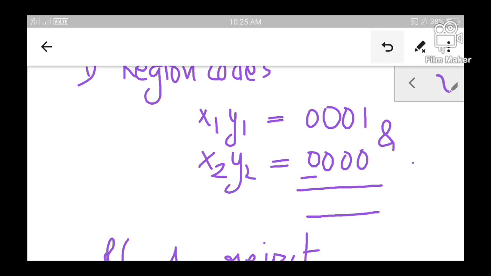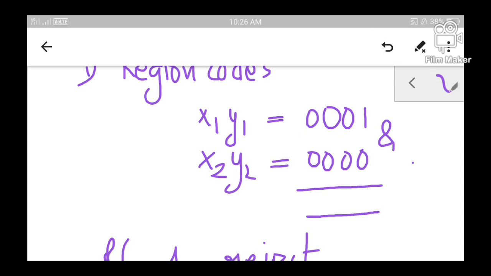And what about x1, y1? x1, y1 point does not lie above the window, neither is it below the window, but it lies to the left side of the window. So among the points A, B, R and L, out of these 4 bits, only the left bit will be set and all other bits will be set to 0.